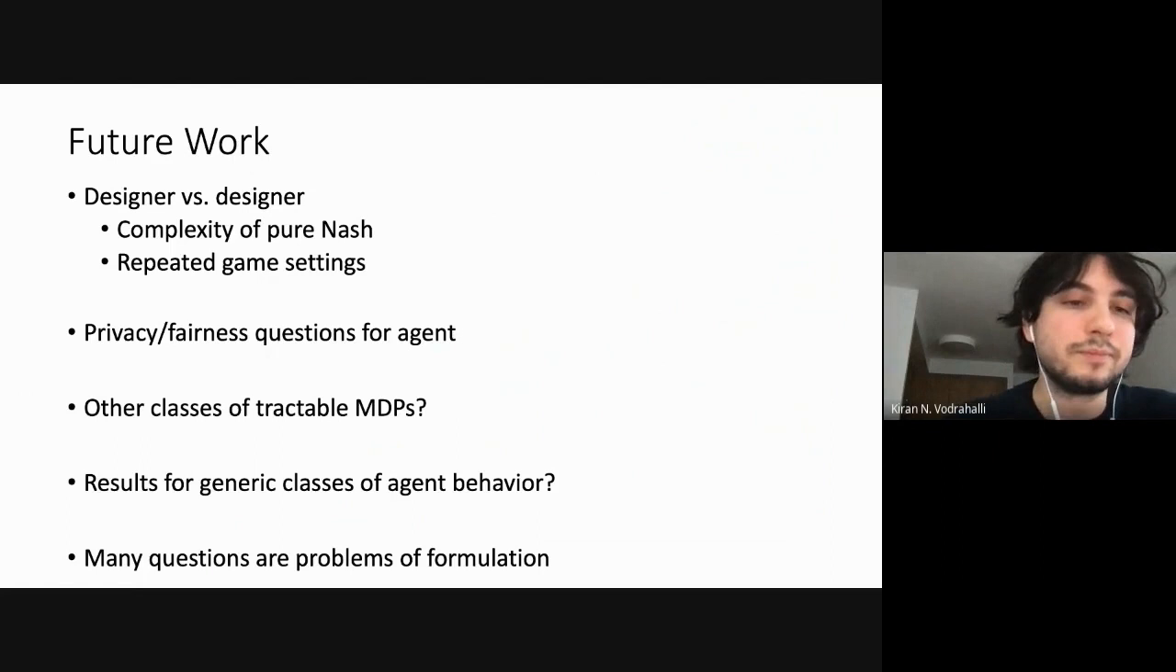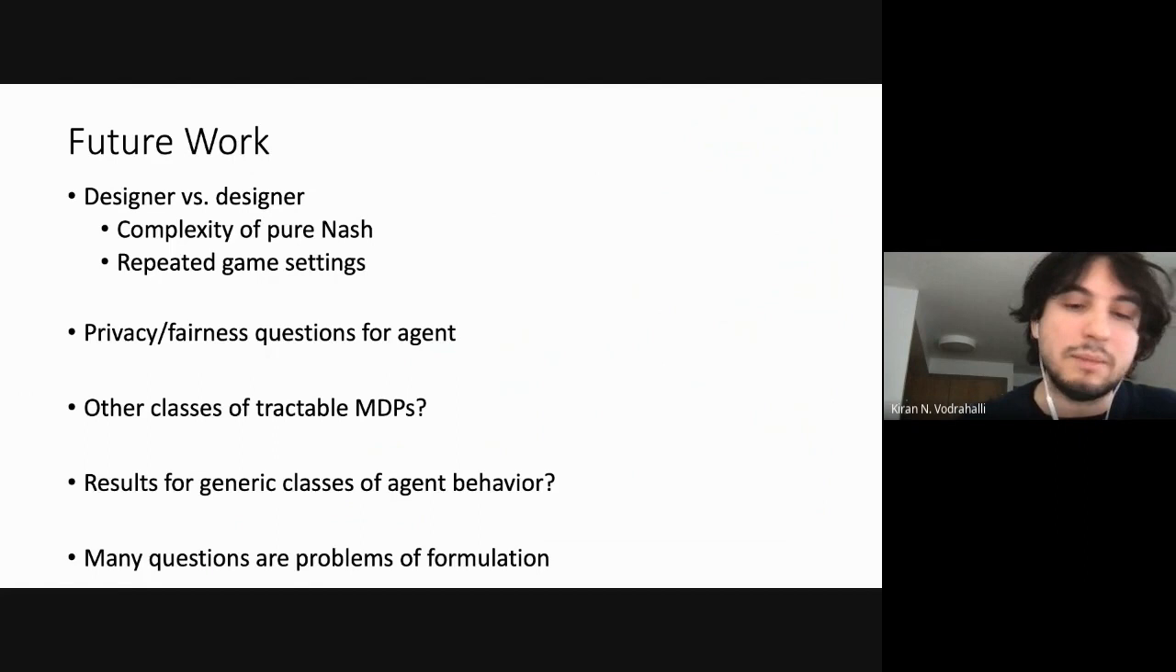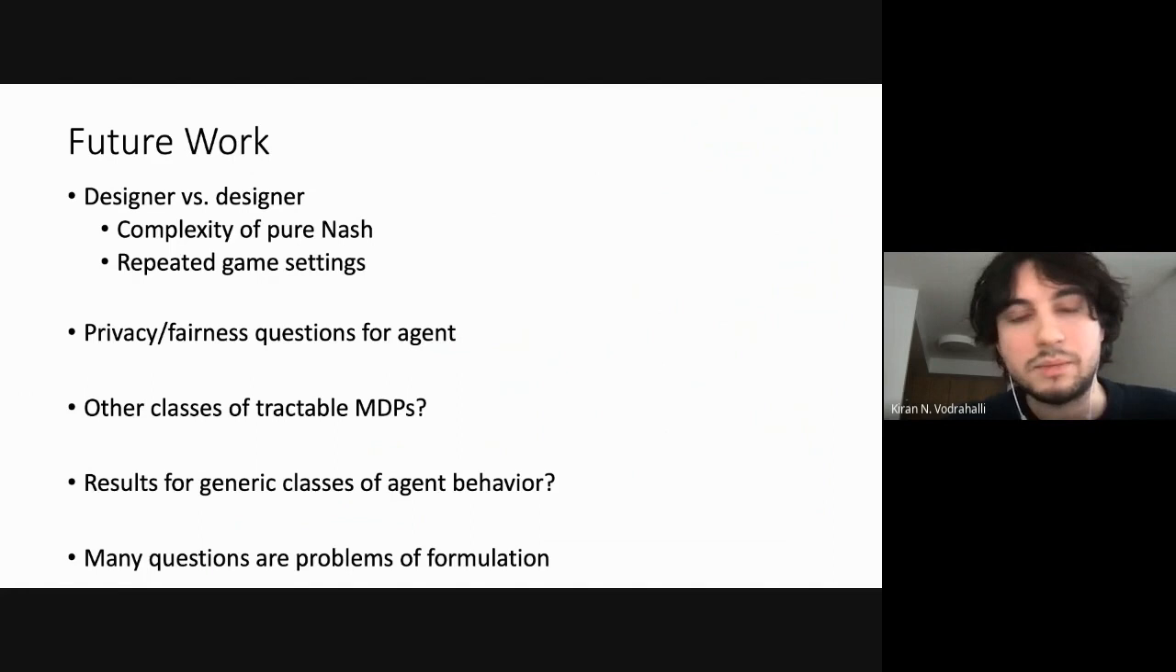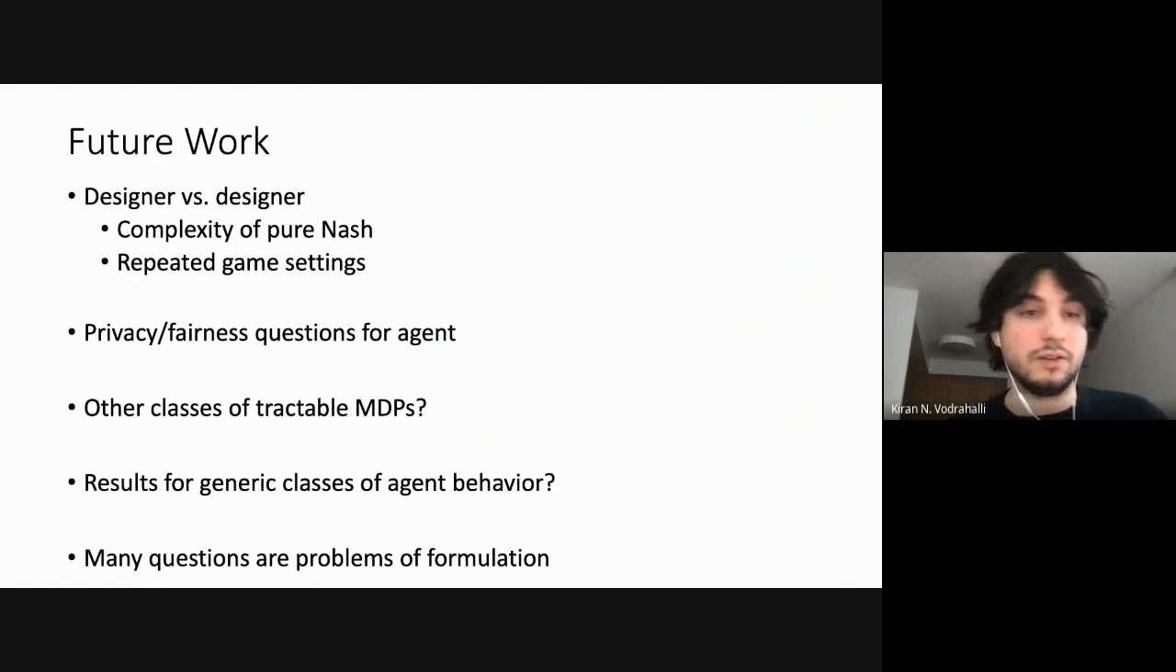Another question we could ask is, are there other classes of tractable MDPs which correspond to interesting real-world settings? We have the flower MDP, which corresponds to the substitute goods setting, but maybe there are other assumptions we can make which still result in at least some notion of tractability. It would also be nice to get results for generic classes of agent behavior. So instead of specifying a particular MDP, maybe we could make some assumptions about the agent behavior in broad strokes and give guarantees for the optimization over the bi-level control of such agents. One thing worth noting is that a lot of these questions are problems of formulation. They're not immediately technical questions necessarily.